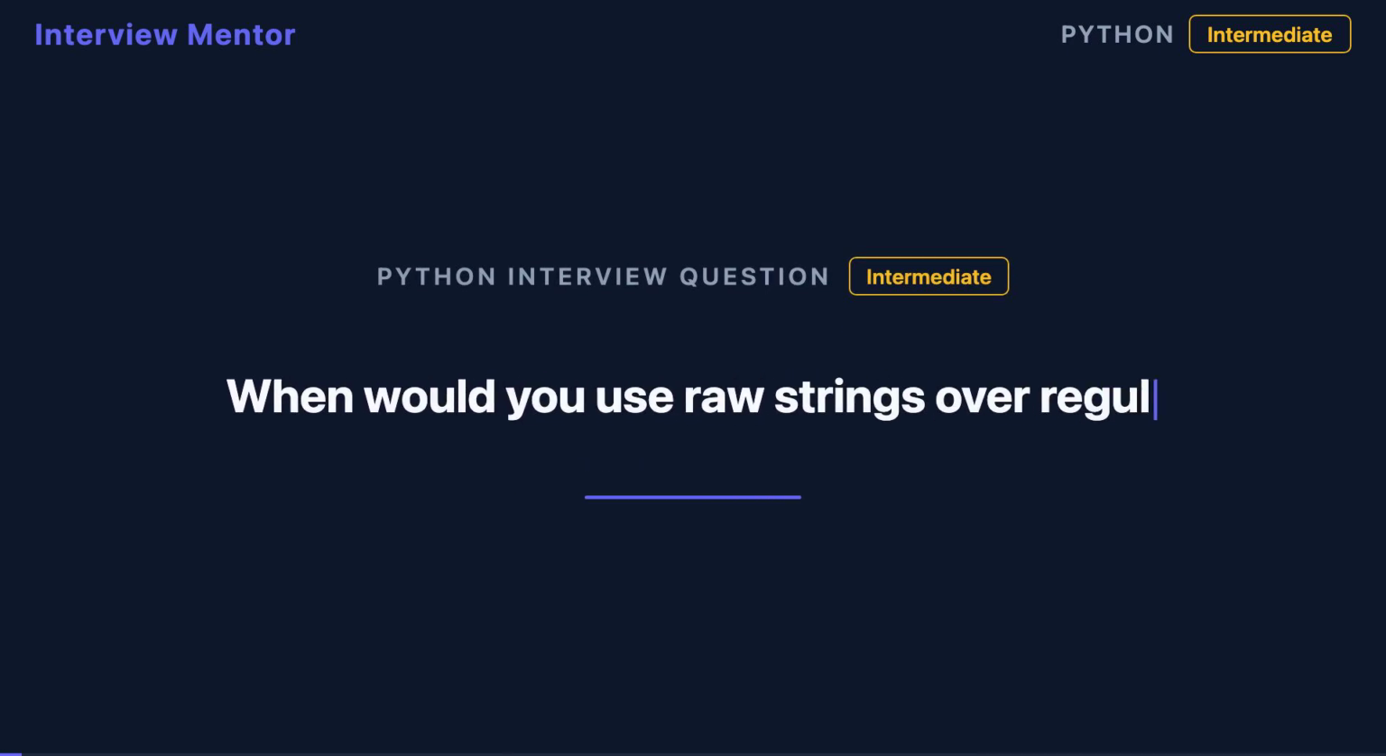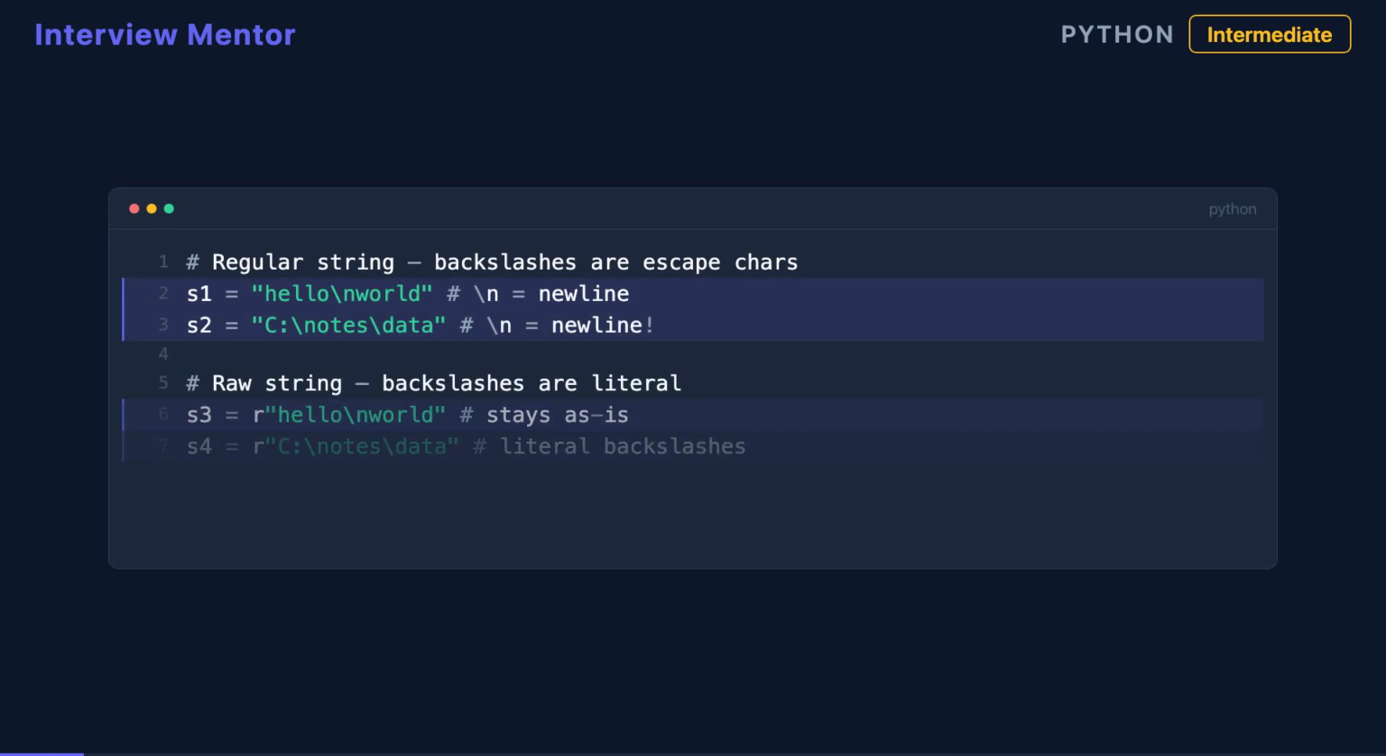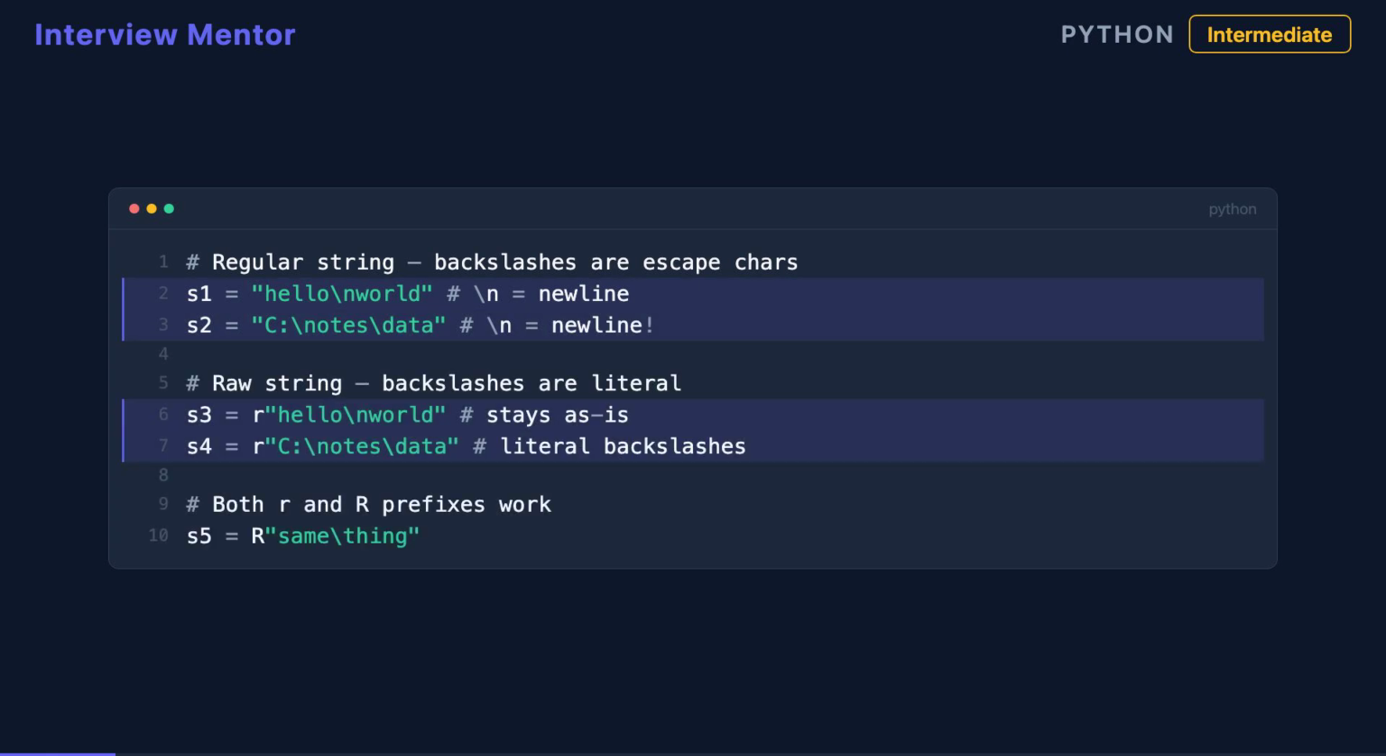Backslashes in Python strings can bite you. Raw strings are the solution. In Python, regular strings treat backslashes as escape characters. Backslash n becomes a new line, backslash t becomes a tab. Prefix a string with R, and Python treats every backslash literally. No escaping happens. So in a string with backslash n, it stays as two characters, a backslash and the letter N.